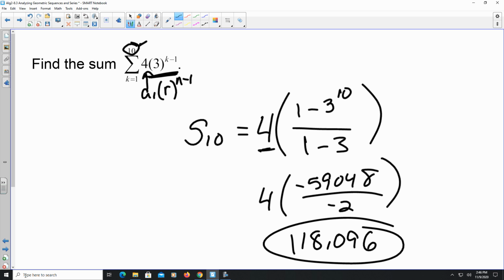And that is being able to analyze geometric sequences and series. Hope this helps.